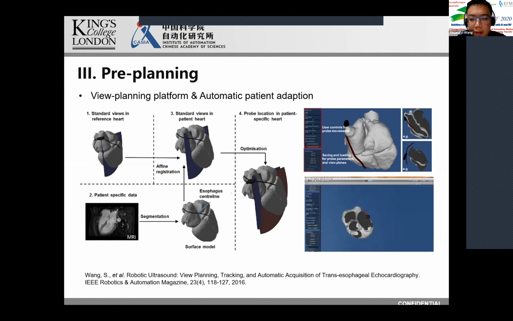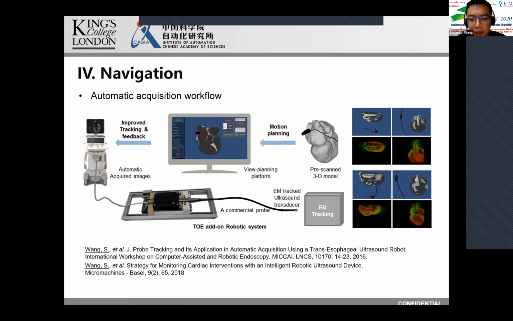The test of that was done by experiment using some tracking device, for example, an electromagnetic tracking device as feedback. Then you have this whole workflow where you put in the pre-scan data and automatically plan where you can go. Then your robot can automatically bring the probe to the target position under the feedback from the electromagnetic tracking. If you look at the picture on the right, you can see the blue pictures showing the pre-planned views, and the bottom one shows the real imaging that we acquire.